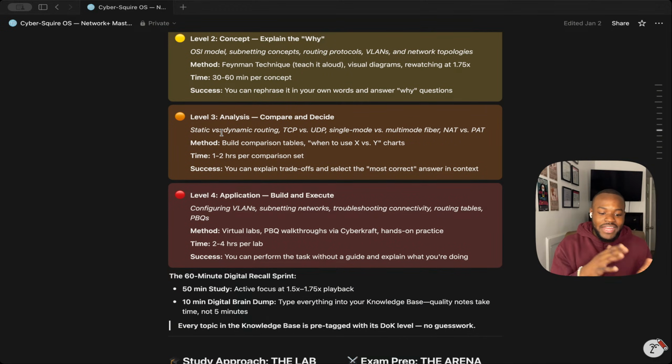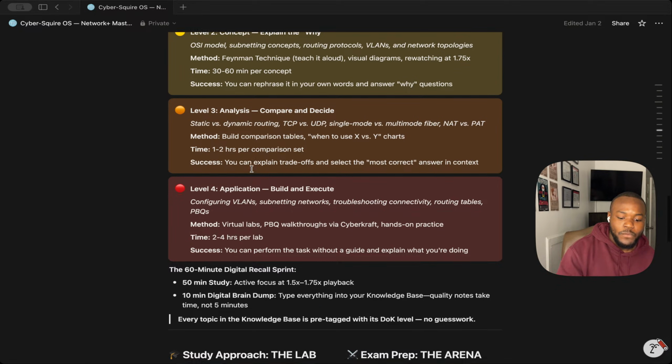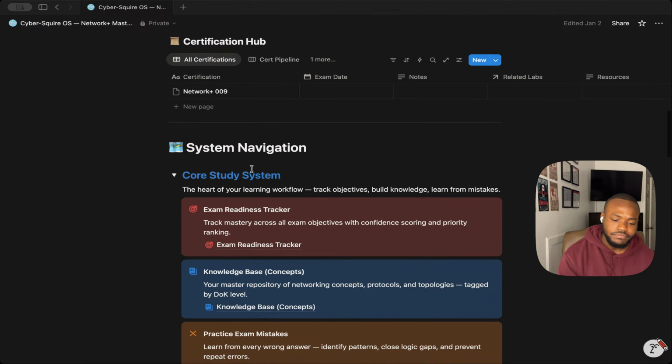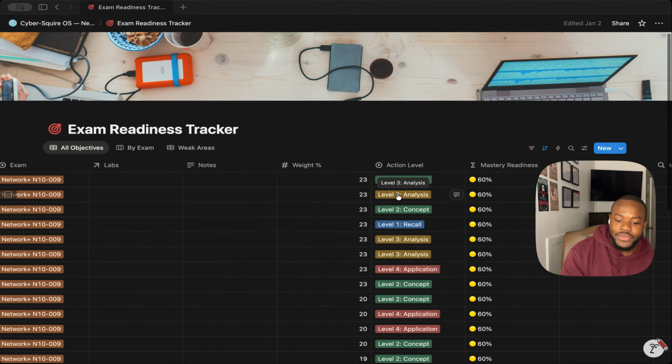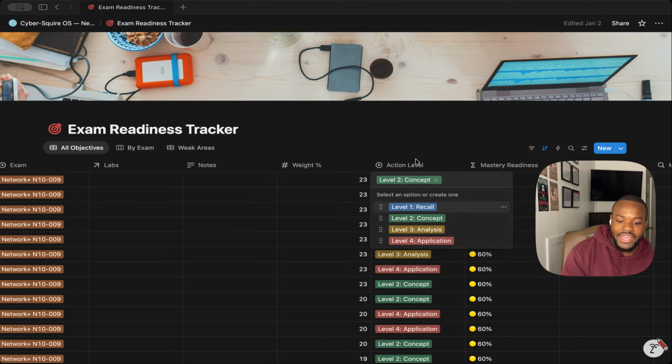So we have build and execute, and we have PBQs through Cybercraft. All the resources I have either linked or clearly mentioned, and I'm not going to give you too many options because people like to say, pick this one, not finished, pick that one, not finished. Very straight cut: Professor Messer, Cybercraft, Chasing Dion for your quizzes. Get through it. Now, we go back to exam readiness, now that you know, and we can easily label this based on the action level.